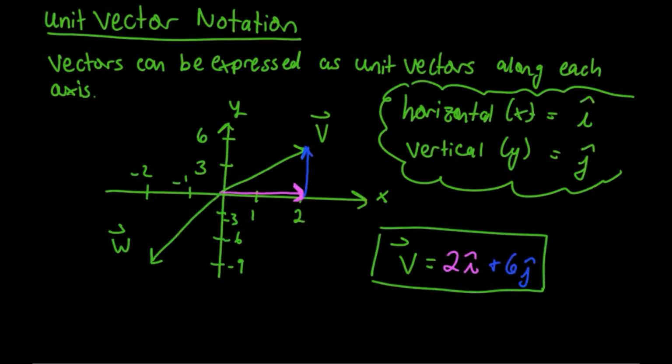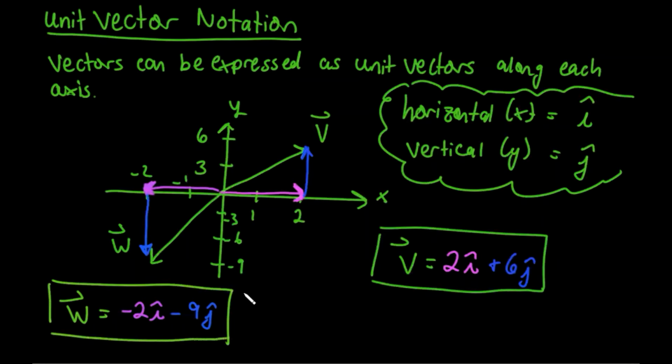All right, so let's get started. We set out with our W. Now we want to measure the horizontal. So we know that the horizontal vector is -2 I, because the horizontal will always have the I. And then the vertical vector would be -9j. And then that is our final answer for the unit vector notation.